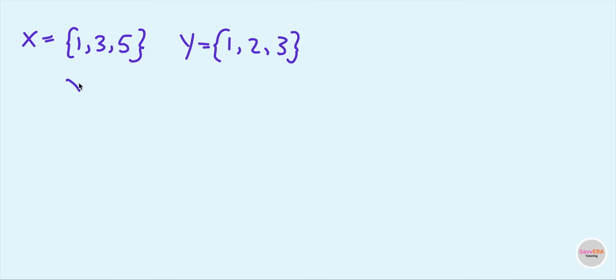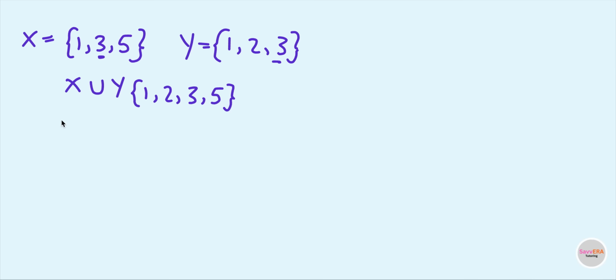So this will be X union Y, and then we put our brackets, and it'll be 1, 2, 3, and 5, because those are the only unique elements we have in both sets. 3 is repeated in both sets, but we only write it once because that's the rule of sets.